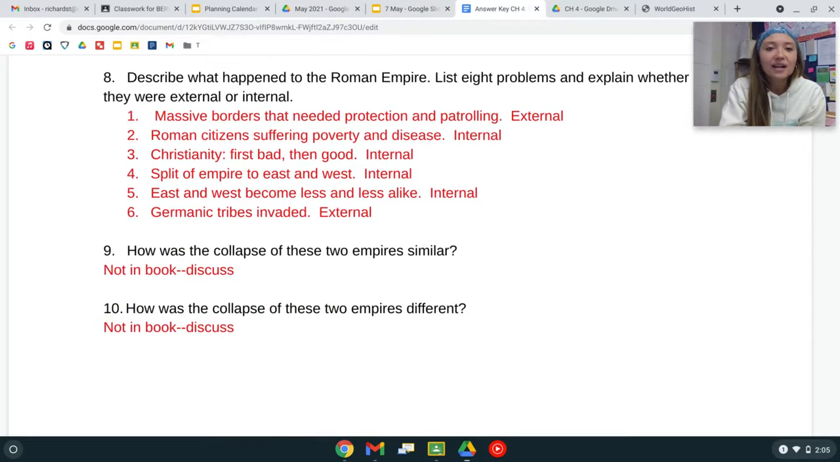8, describe what happened to the Roman Empire. So that was the Han. Now we're talking about the Romans. 8 you need for this one, but you just need 6. Number 1, massive borders that needed protection and patrolling. That was an external problem. 2, Roman citizens suffering poverty and disease. Internal. 3, Christianity. First bad, then good. Internal. 4, split of empire to east and west. Internal. 5, east and west become less and less alike. Internal. And then the Germanic tribes that are invading, which is external.